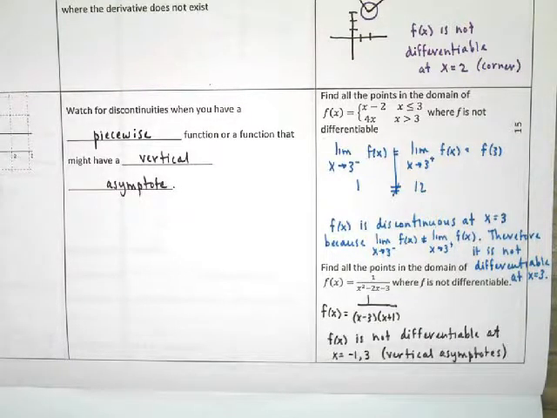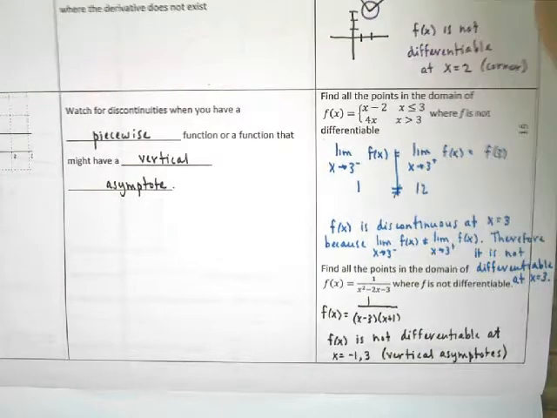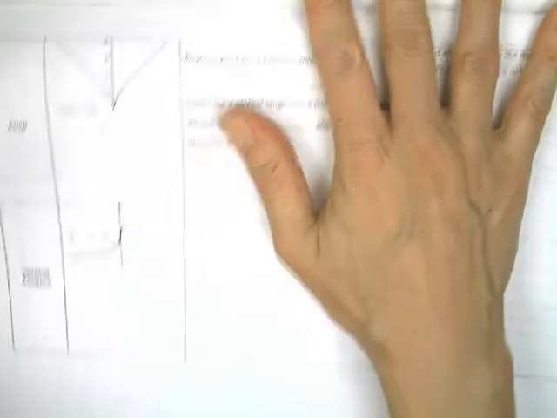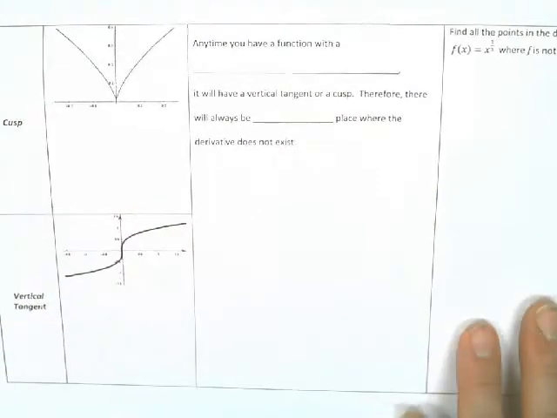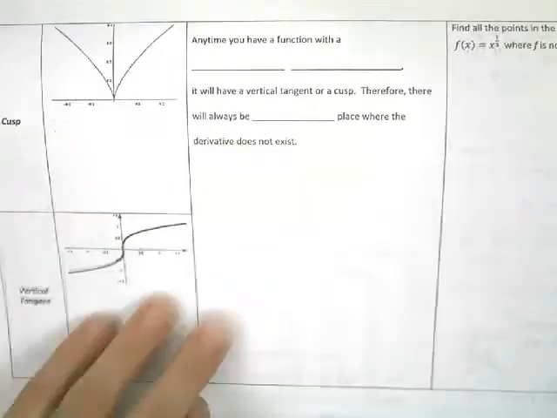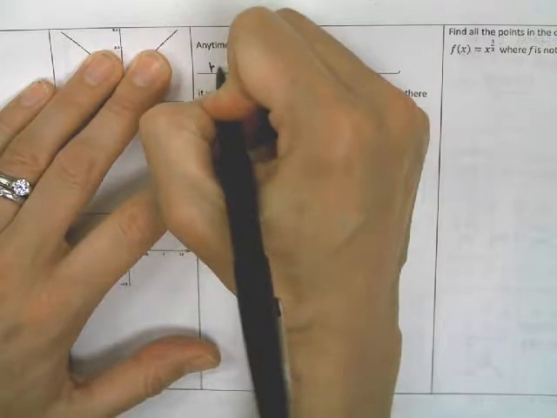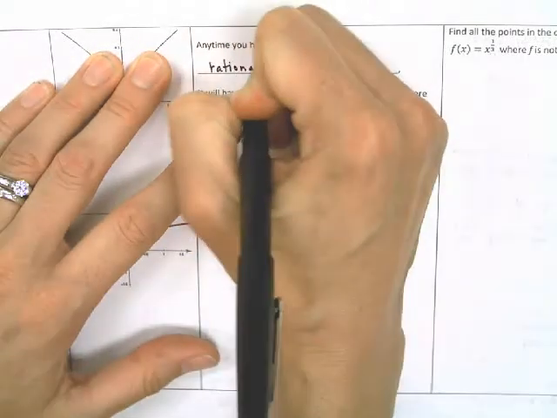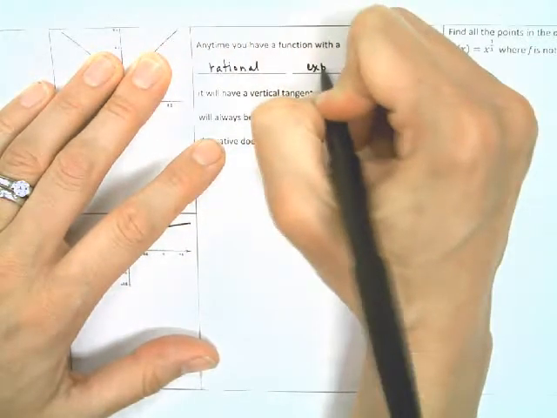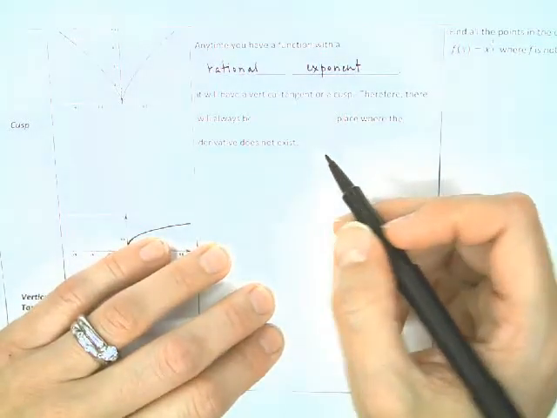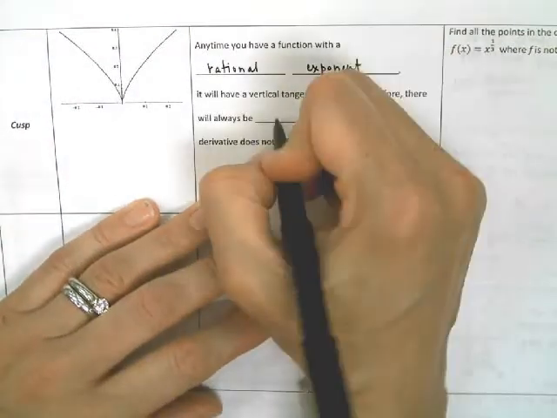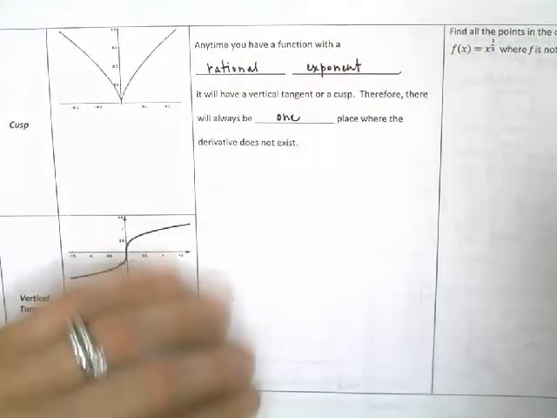All right, so we're going to go on and look at a couple other places where our derivatives are not going to exist. So now we're going to look at this idea of a cusp. Okay. The idea here is anytime we have a function with a rational exponent, it's going to have a vertical tangent or a cusp. So again, there's going to be one place where the derivative does not exist.